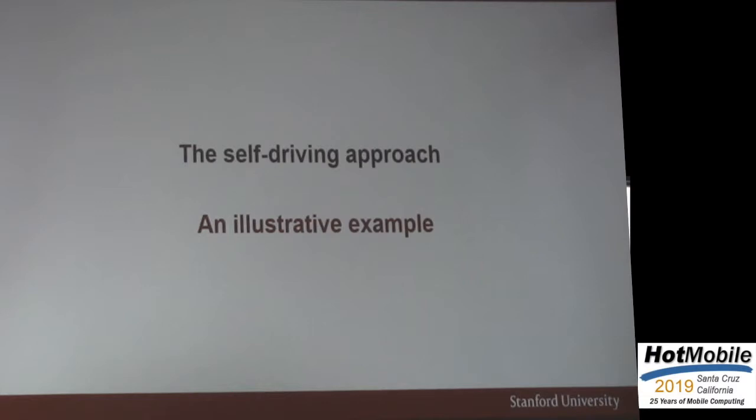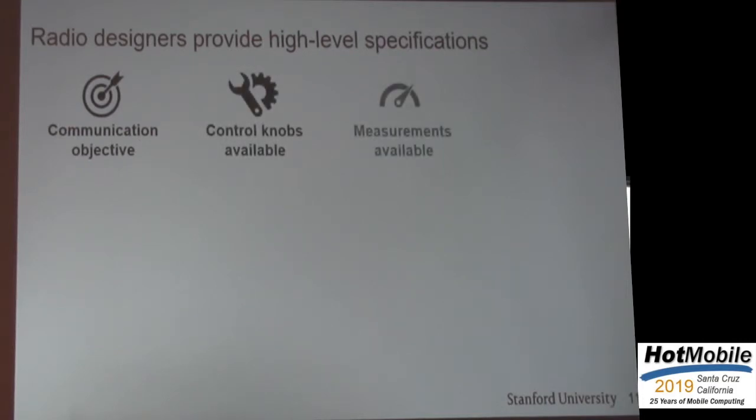Now, let's go deeper into this approach through an illustrative example. I said the radio designers have to just provide the high-level specifications. Let's see what they are. There are 4 of them: the communication objective, the control knobs available for the radio, the measurements available, and a model of the wireless environment.